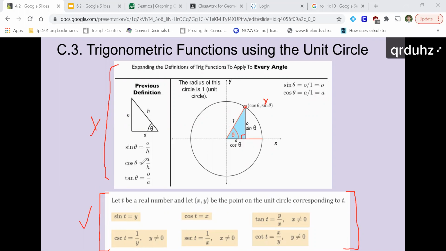Similarly with cosine, if you plug in 1 for h, you get a over 1, which is just a. So the length of the adjacent side is the exact same thing as the cosine of your angle, which is just the x value of this point.